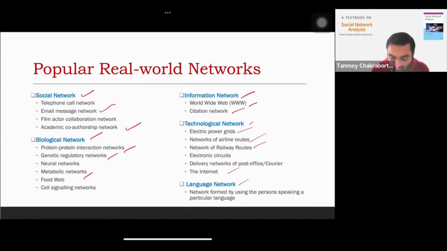Similarly, language network, you can think of languages as networks where there are persons, and 2 persons can be connected if they speak the same language, for example. Or say, nodes can be languages, and 2 languages can be connected if both languages evolved from the same language, for example, right? Say Hindi, Bengali, all these languages evolved from the same ancestor language in general, so you can connect them together, right?